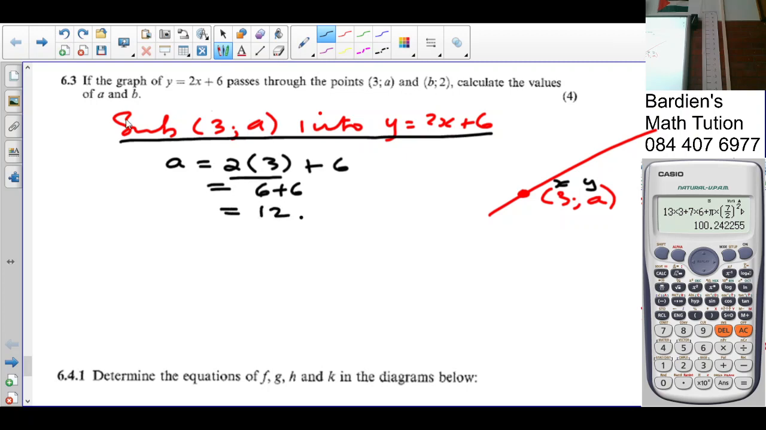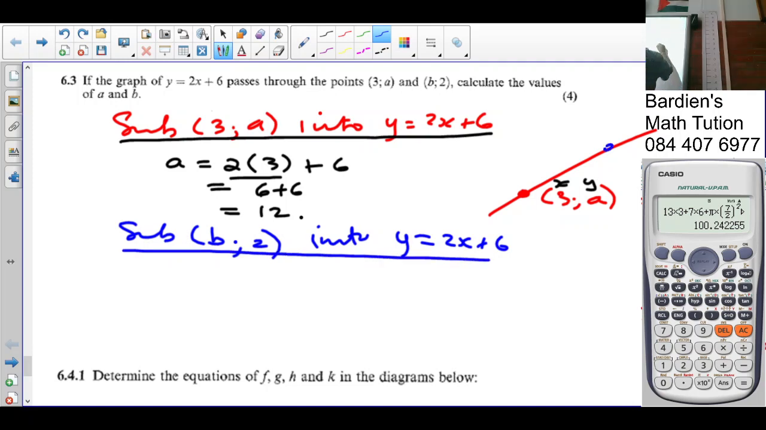Can you see that? Let's go on the other side. Let's substitute (b; 2). Substitute (b; 2) into still y equals 2x plus 6. Can you see that? There's a b and a 2. Alright.